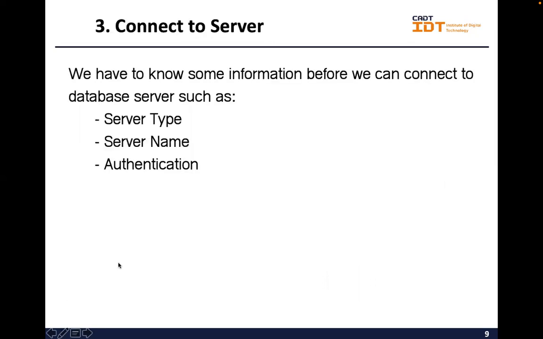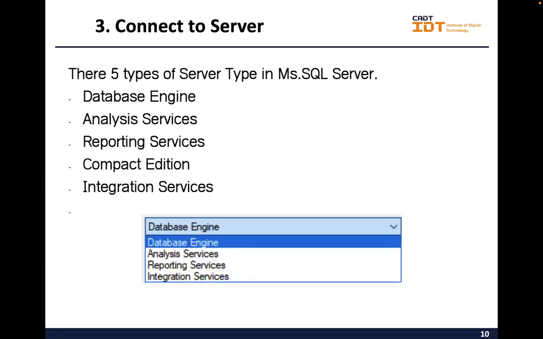Okay, for the three, connect to the SQL Server. Before we start to connect to the database server, we have to know about three main important points. One is server type, second is server name, and three is authentication. Okay, actually in server type we have five types that you have to know.